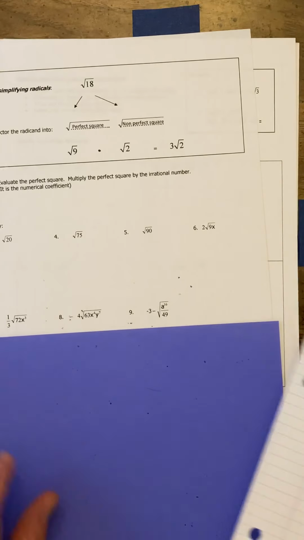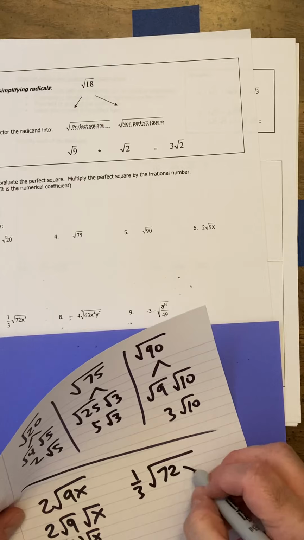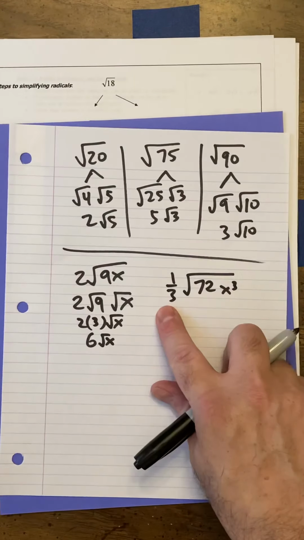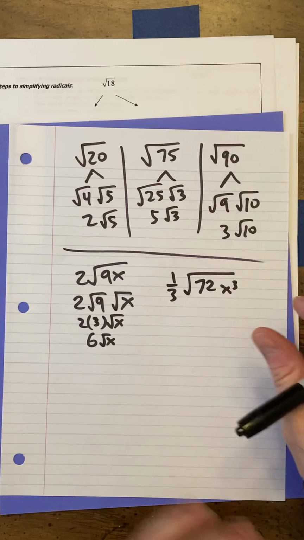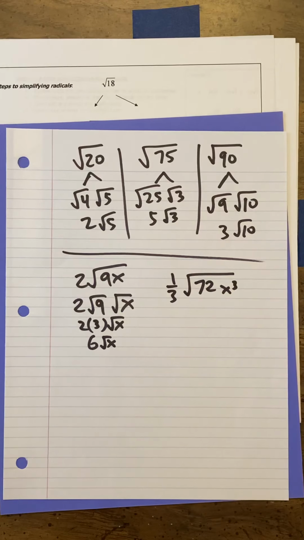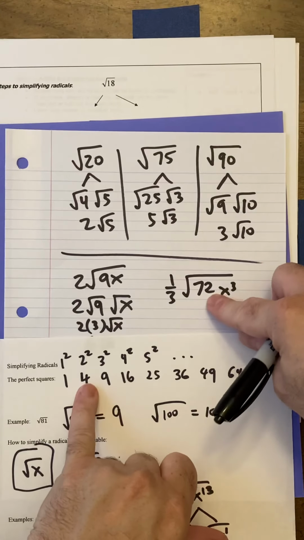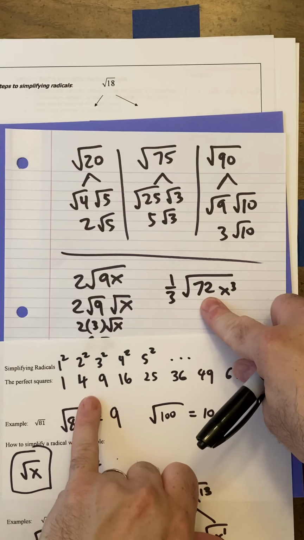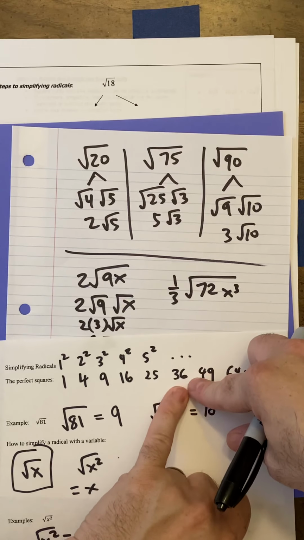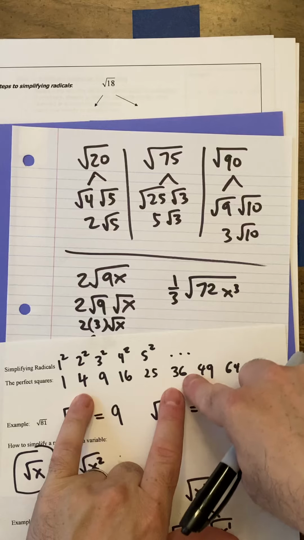All right, next problem. 1/3 rad 72 x to the third. So this is problem number 7. 1/3 rad 72 x to the third. Now here's a situation where there are a couple of choices of perfect squares that go into 72. 4 goes into 72 18 times. 36 goes into 72 2 times. So what are you going to choose? Pick the bigger number, the 36.